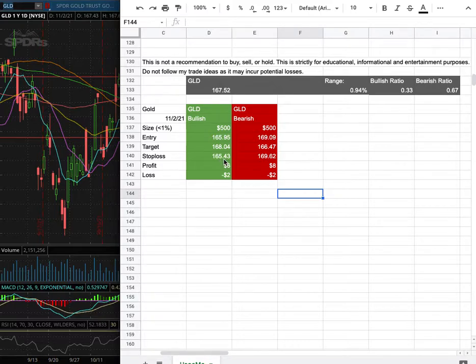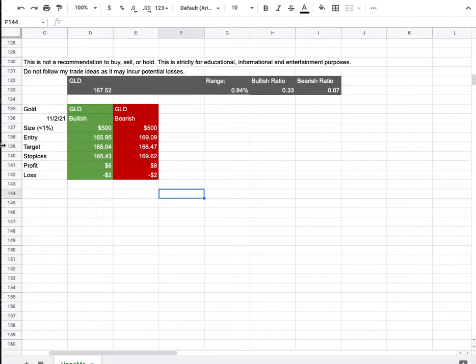$165.43. However, if I were to open a short position, my entry is at $169.09, and that is this range there. My sell target is at $166.47, and my stop loss is at $169.62. So whichever entry price were to hit first, that'll be my position of the week.